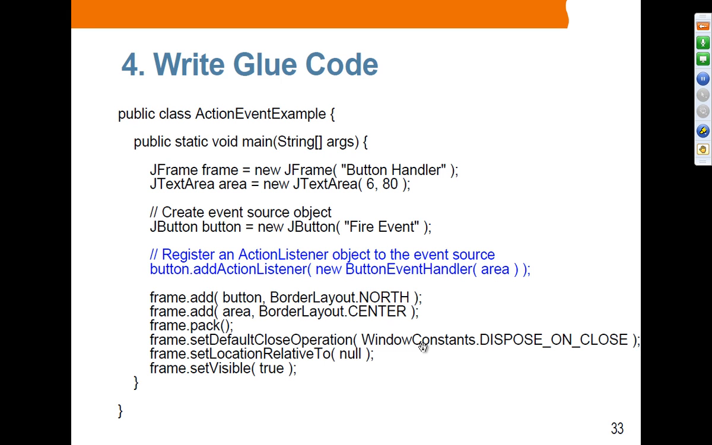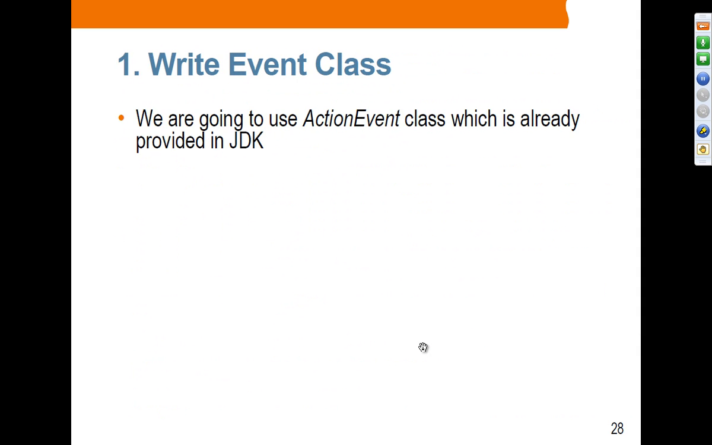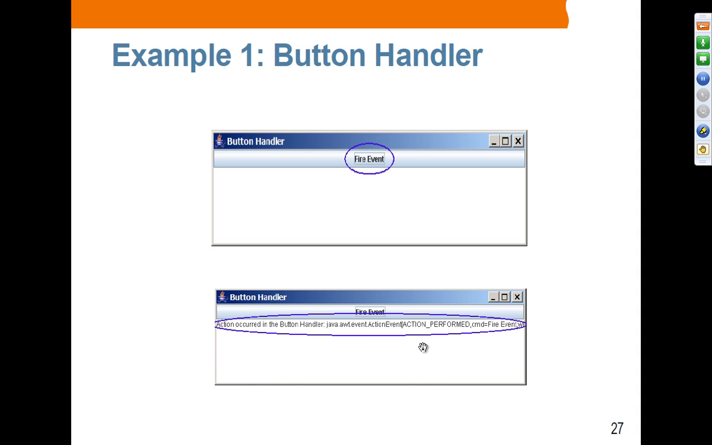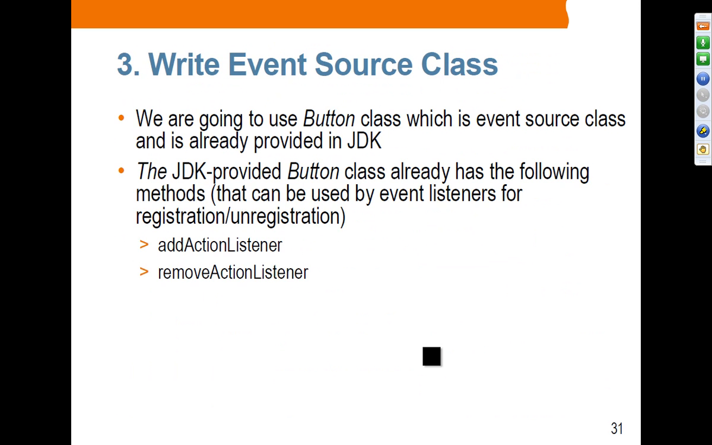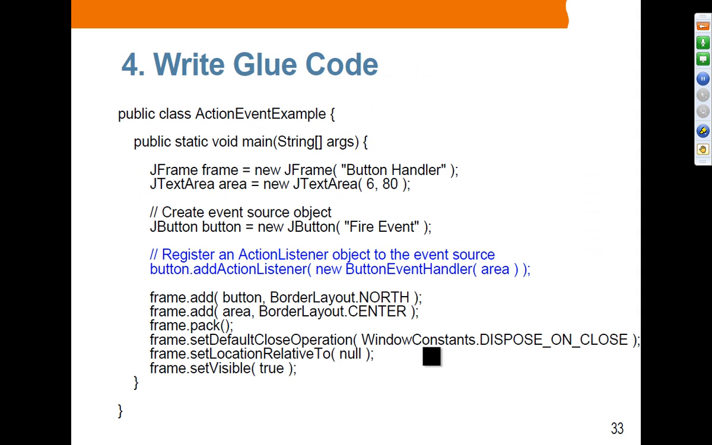So here we create the JFrame, that is the frame that we have seen. So basically we are creating this frame. Then we create the text area, that is the text area that you have seen. Then we have a button, a JButton. And the button is the event source, right?